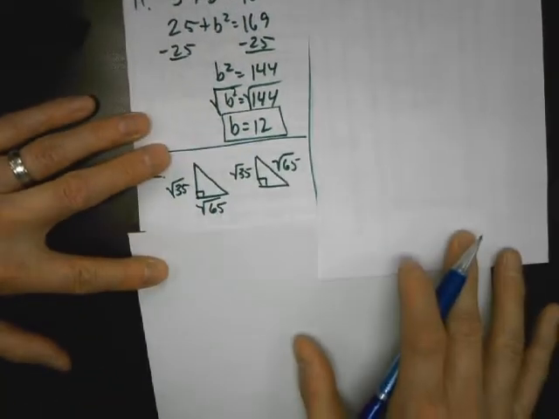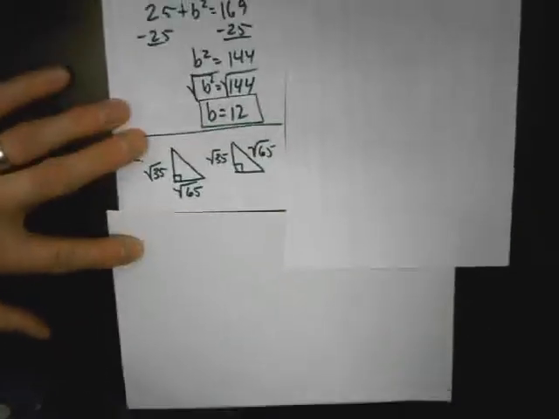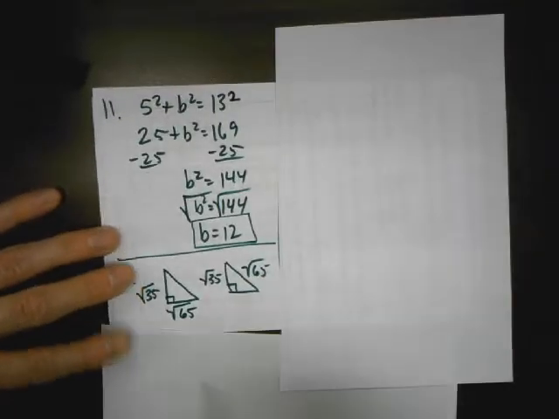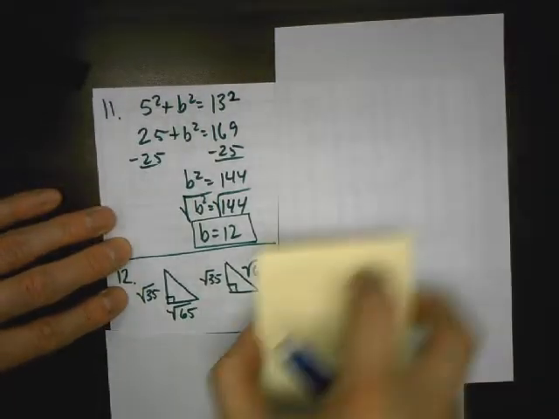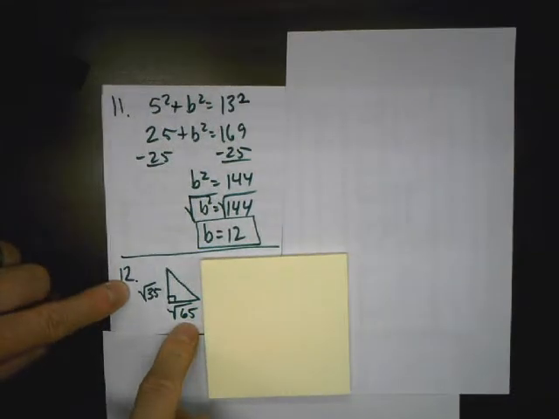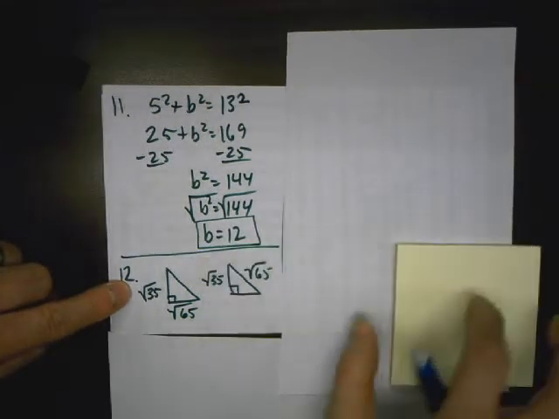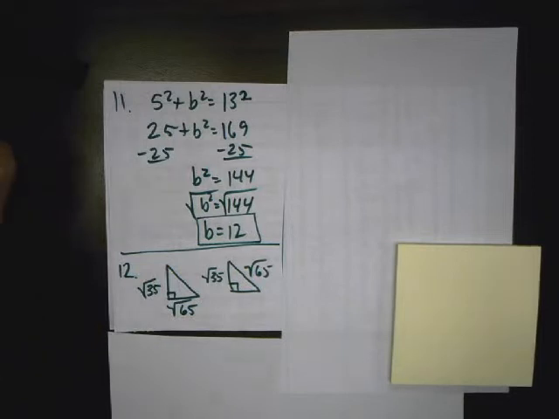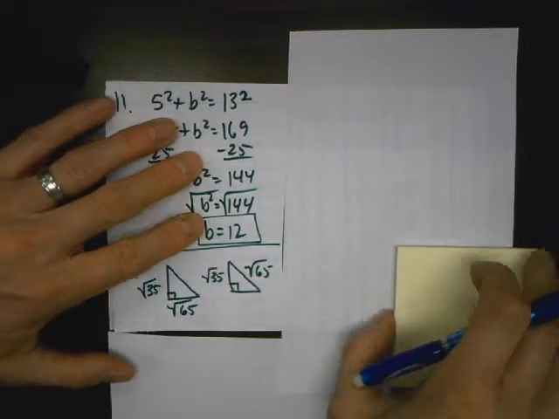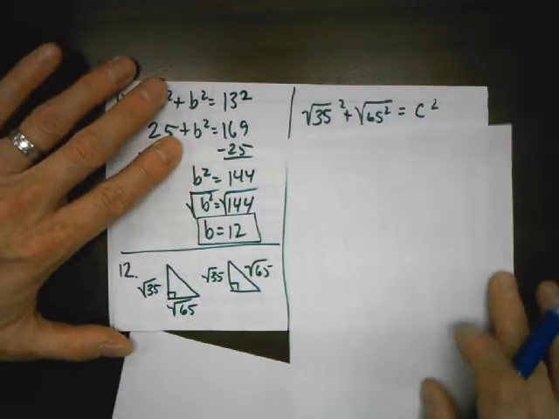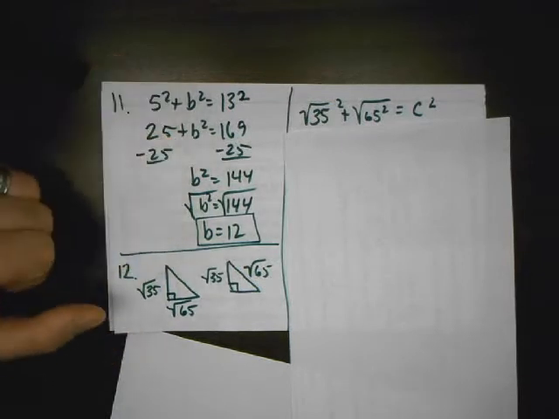12 says we have a right triangle. Now there's 2 options here. They say find the 2 possible lengths. So there's 2 options. One option is this. Both of those distances they gave you are legs. The other option is this. One's a leg, one's a hypotenuse. Remember, hypotenuse has to be the longer one. So we've got to solve the Pythagorean theorem 2 times for those 2 scenarios.